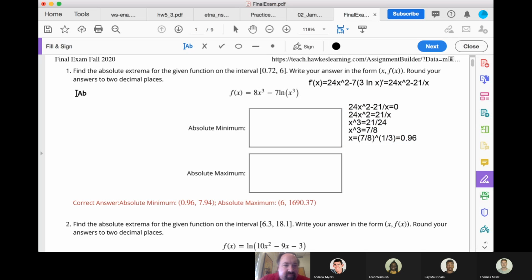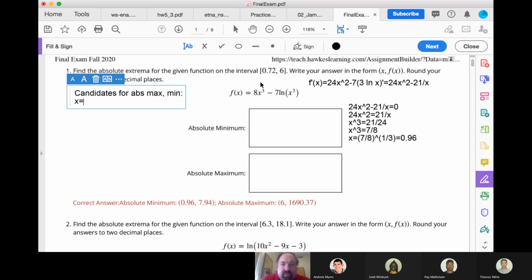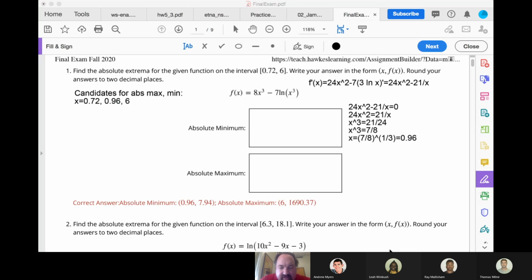So the candidates for absolute max and min are x equals that critical point and the 2 endpoints. So going from left to right, it's these 3 points that you now have to substitute into the original function, and then the smallest value is the minimum, largest value is the maximum. So what happens when you do that?